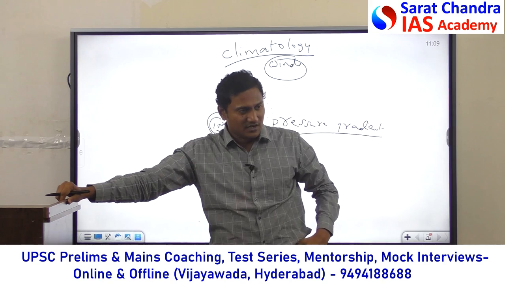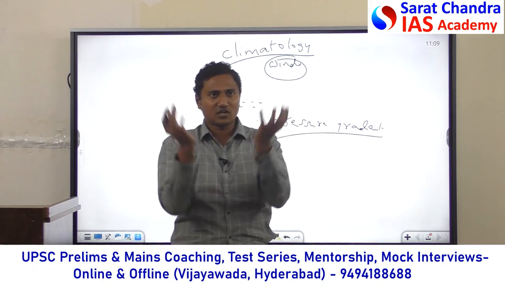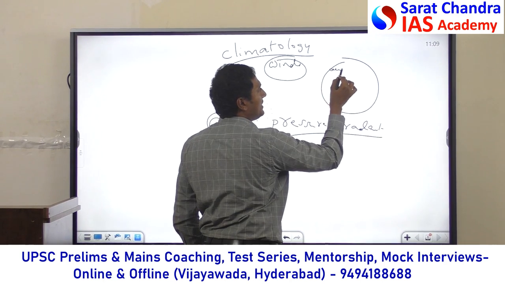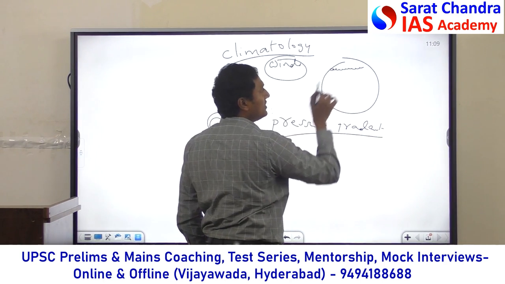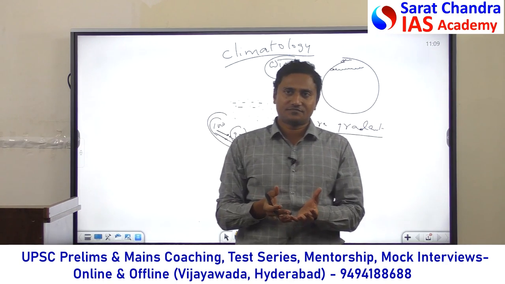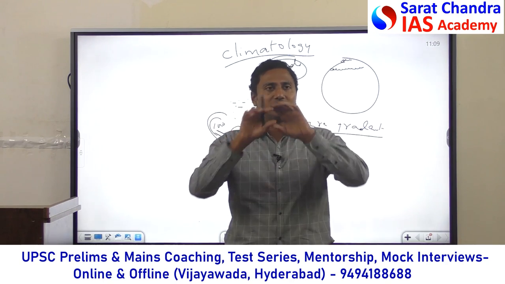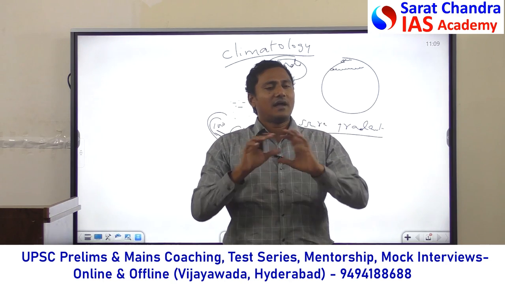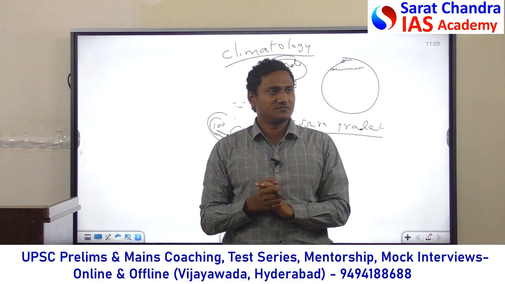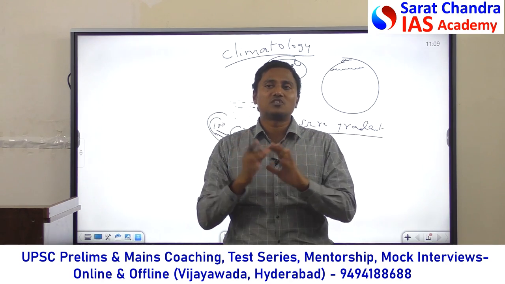For example, this is a belt, right? Like that, on the globe, if you take the Earth, maybe somewhere here, there will be a low pressure belt, maybe a high pressure belt. So, on the surface of the Earth, in the atmosphere, there are some regions of high pressure and some regions of low pressure. Throughout the year, they stay like that. So, we'll study about those pressure belts first.